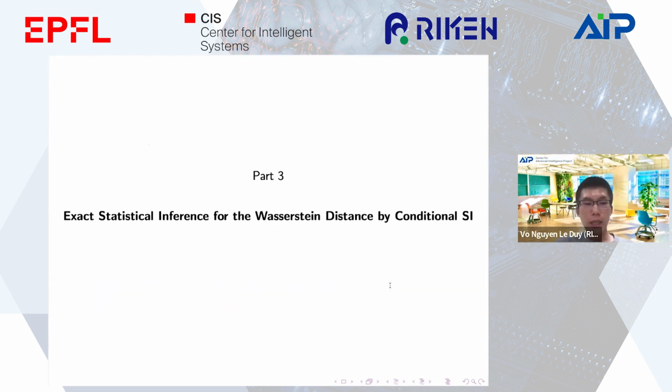So now I will move to part 3 of the presentation. In part 3, I will present an exact statistical inference method for the Wasserstein distance by using the concept of conditional selective inference.